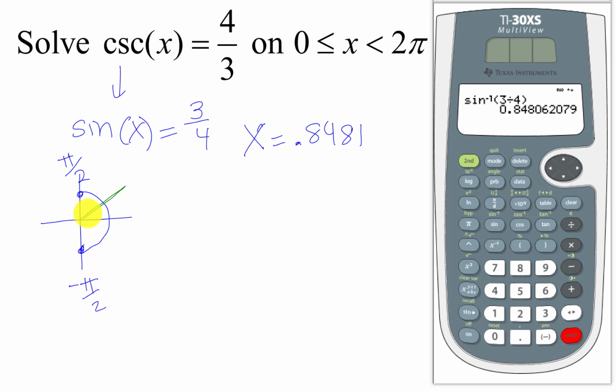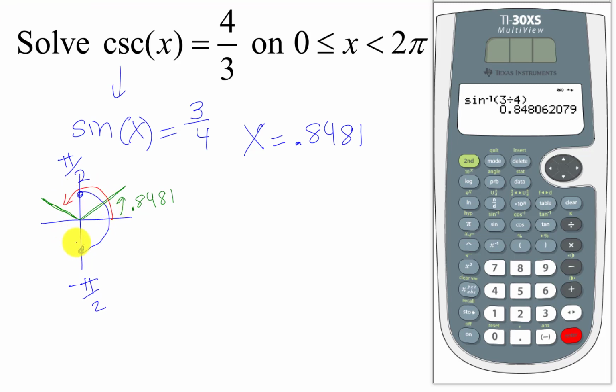So where else on the unit circle do we get the same sine value? Well, the sine is positive in quadrants 1 and 2. So this angle over here in quadrant 2 will have the same sine value. I know that this angle is 0.8481 approximately. So how can I find the angle that I want to know now, which is this angle?